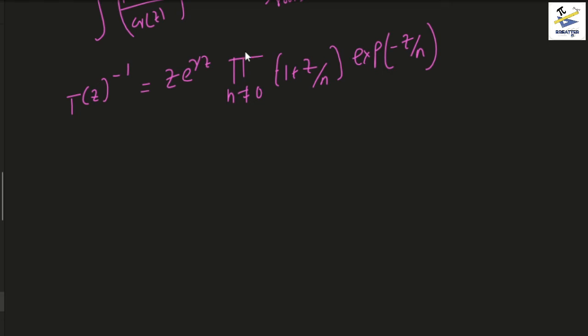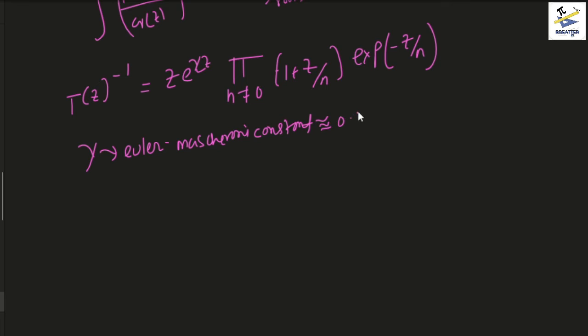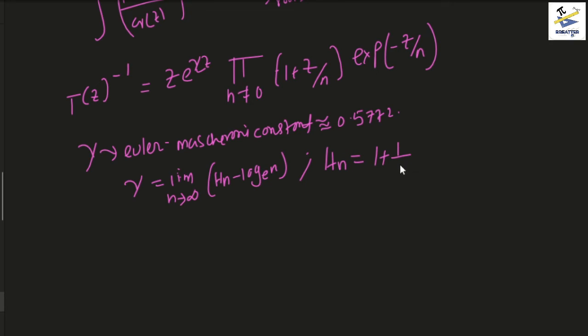So this is how the gamma function works, where this gamma thing is called Euler's constant, or you can call it the Euler-Mascheroni constant. Its value is somewhere around 0.5772 or something like that, and it is defined as an infinite limit, which is the limit as n tends to infinity of Hn minus log n, where Hn is the harmonic number, or sum of the reciprocals of the first n natural numbers.